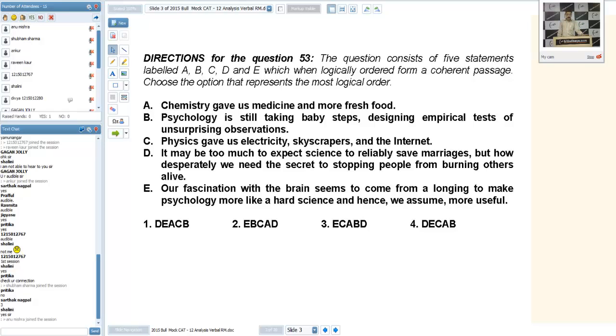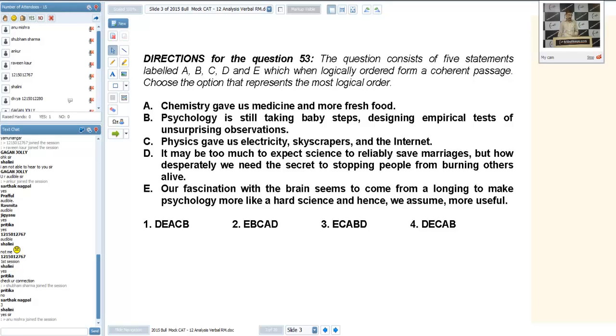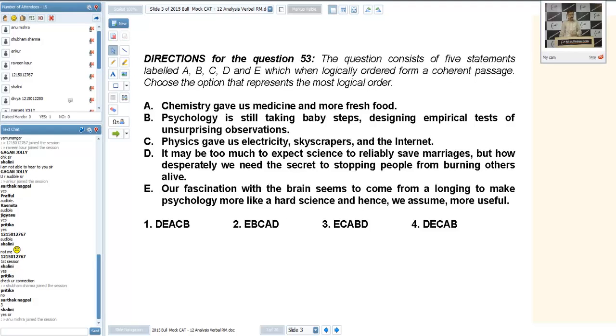So after E, the 2 choices are EB or EC. Go through B: psychology is still making baby steps. So we have to compare this with something before, highlighting that it is still making baby steps with respect to what. So after E, C will come. C is physics gave us electricity, skyscrapers and the internet. It has given us a lot. A, chemistry has given us. So CA will form a mandatory pair and BD will form a mandatory pair. So the answer to this is ECABD.